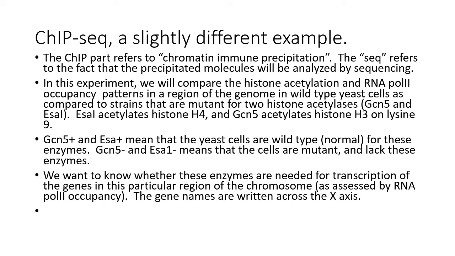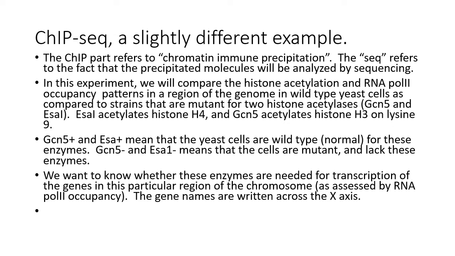Okay, so the ChIP part refers to chromatin immune precipitation. The seq part refers to the fact that we're going to sequence the precipitated DNA molecules by sequencing. Okay, so remember that we're going to be immune precipitating using proteins that are bound to the DNA. So the DNA is actually just coming along for the ride at this point. It's not being directly immune precipitated by itself, but ultimately it's the sequence of that DNA that's going to tell us the genome locations where the acetylation was happening and where RNA polymerase was binding.